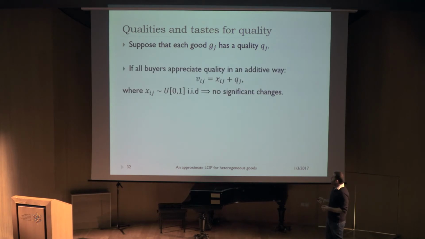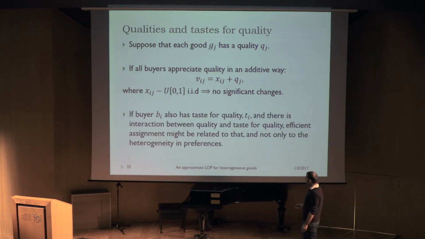So suppose that we have valuations that depend on, again, this idiosyncratic IID variable, but also some kind of quality. If the quality is just linear in the valuation, then there is no difference, because everybody is willing to pay Q_j more for good j, okay, that's not an issue. But if there is some kind of interaction between the quality and how much a buyer likes quality, then things become complicated because there is going to be some kind of assortative matching. Okay, the high quality goods are going to go to buyers that like quality.